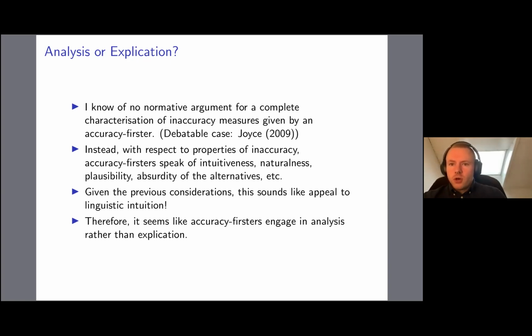Okay. So given this apparent appeal to a linguistic intuition, given that there's no normative argument, it seems like accuracy firsters engage in analysis rather than explication. And that's super surprising because that's not normally what formal epistemologists do, right? Usually formal epistemologists replace vague and imprecise existing concepts by new, more precise concepts. They engage in explication. So it's really surprising that accuracy firsters seem to engage in analysis, or at least they give arguments that would fit an analysis. Okay. This is the second big picture consideration, and I will presuppose the analysis view.